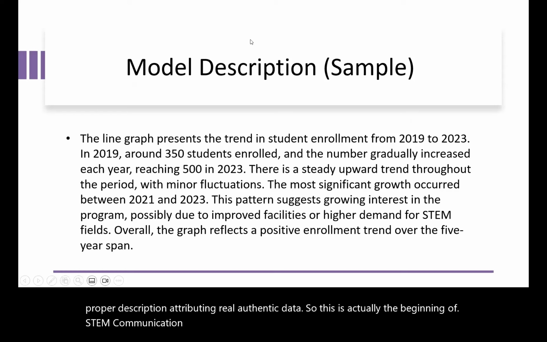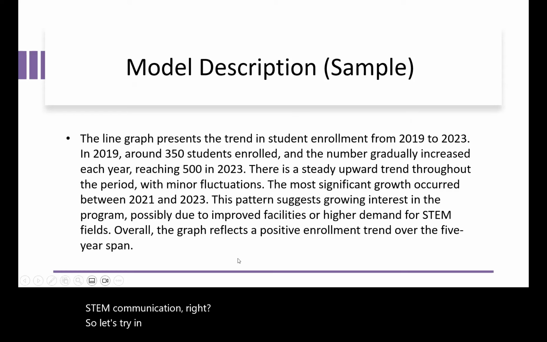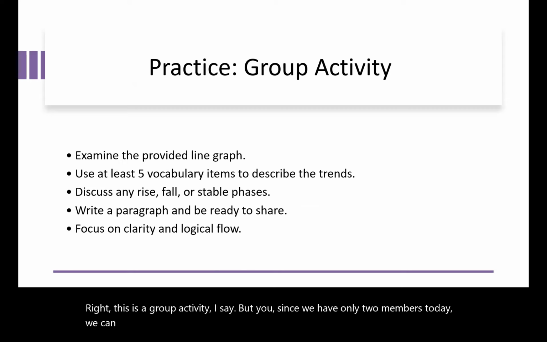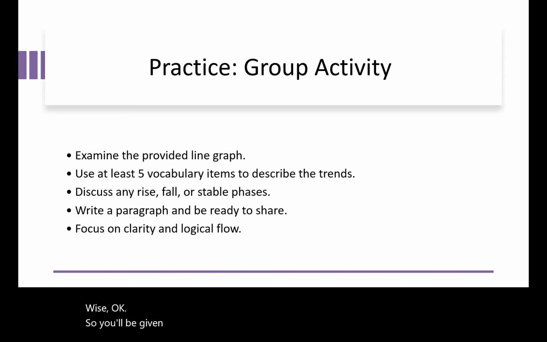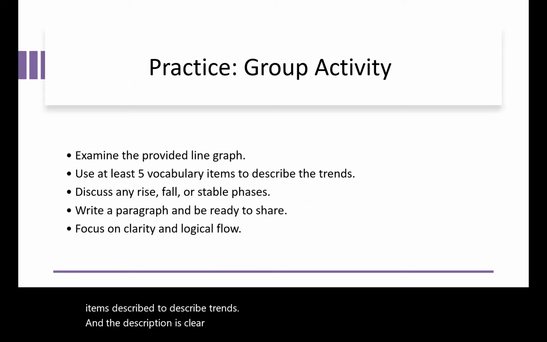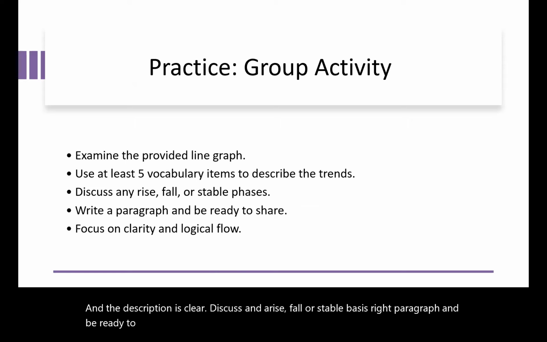So let's try another example of how we can try further, right? This is a group activity, I say, but since we have only 2 members today, we can do it individually. Okay. So you'll be given a line graph, right? You're supposed to use 5 vocabulary items to describe trends. And the description is clear. Discuss any rise, fall, or stable phases. Write a paragraph and be ready to share. Focus on clarity and logical flow.